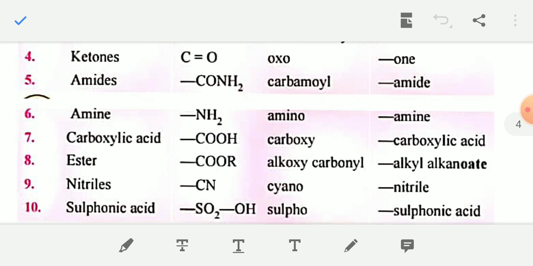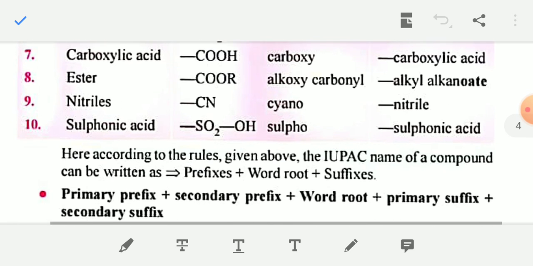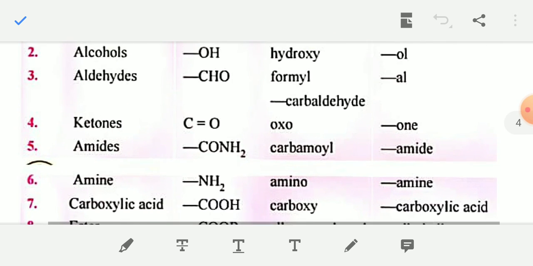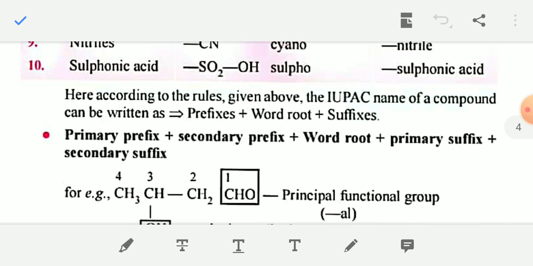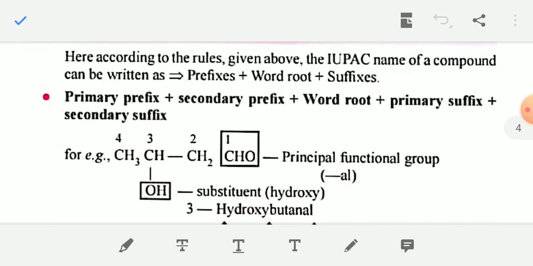For carboxylic acid, if it is present, then you have to use the principal suffix carboxylic acid. You have to remember these functional group names. According to the rules given above, the IUPAC name of a compound can be written as: first the prefix, then the root word, then the suffix. First the primary prefix, then the secondary prefix, then the root word like meth, eth, then the primary suffix, and finally the secondary suffix.